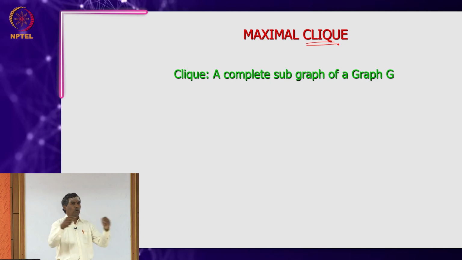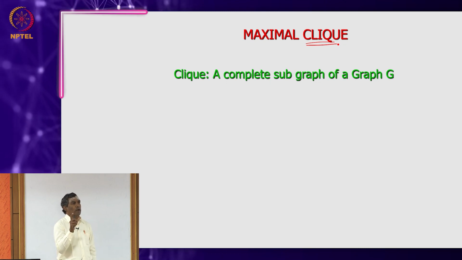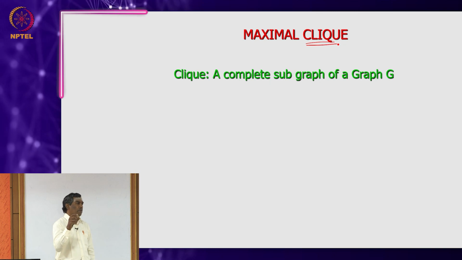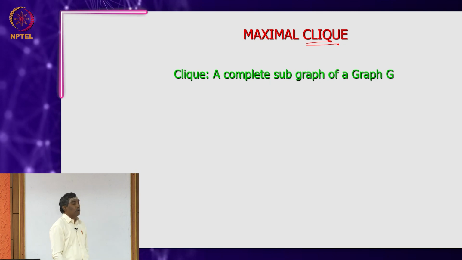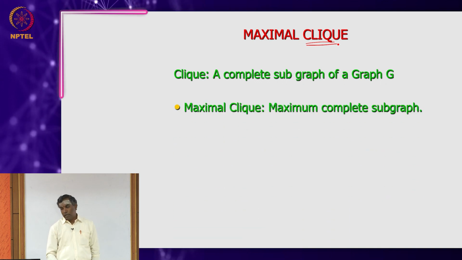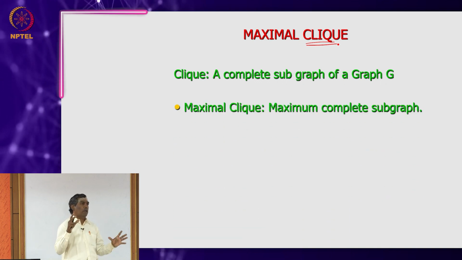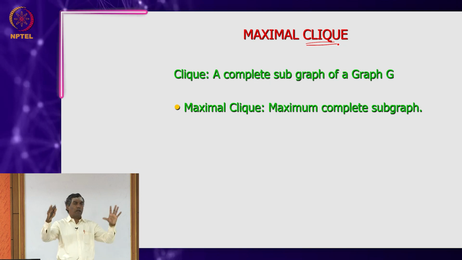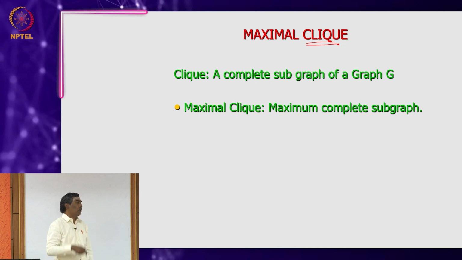So you have a K2, a complete graph of 2 vertices, K3, a complete graph of 3 vertices, and so on. So it is a complete subgraph. Now, I am interested in the maximal complete subgraph. There will be so many complete subgraphs. What is the maximal one?